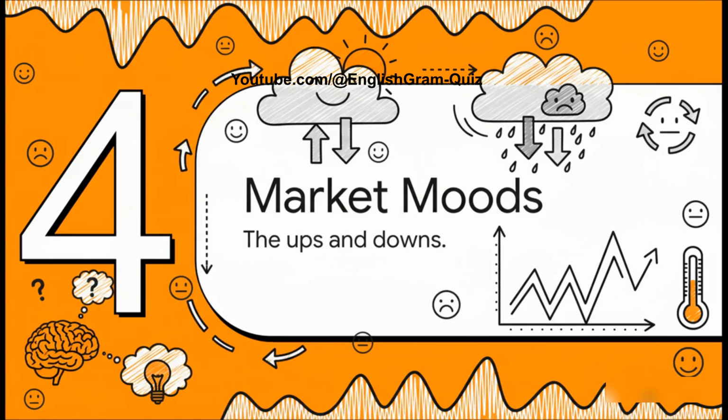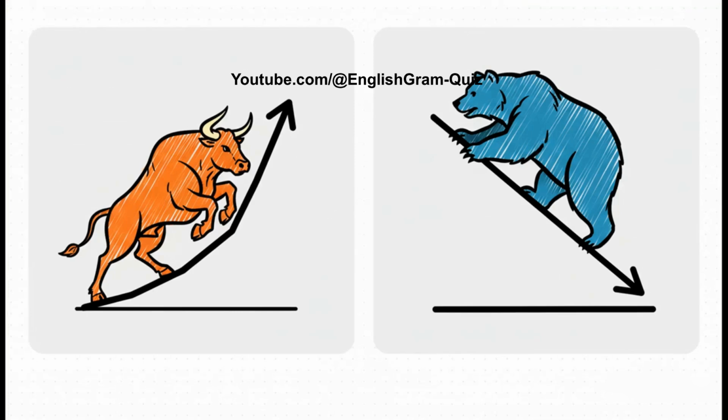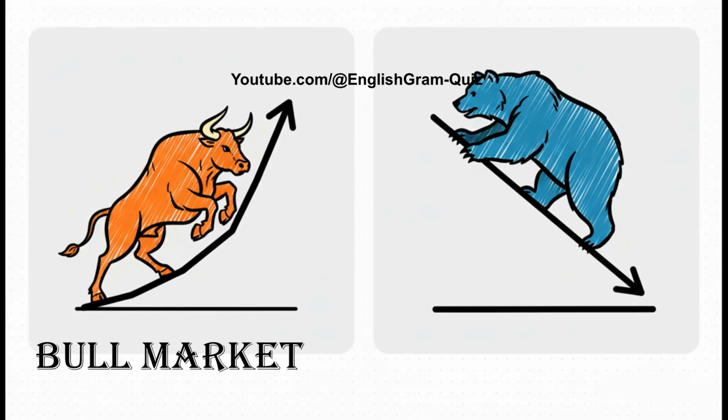So, you've got the tools, but what about the playing field? The market has moods. It goes up, it goes down. And understanding these swings is the secret to staying cool and making smart moves. I bet you've heard these terms thrown around. A bull market is when everything's generally heading up. The economy's feeling good, investors are optimistic, and prices are climbing.